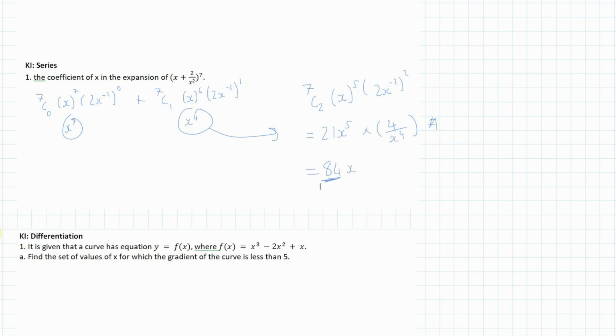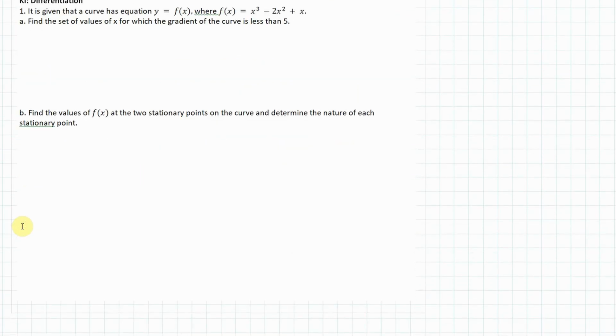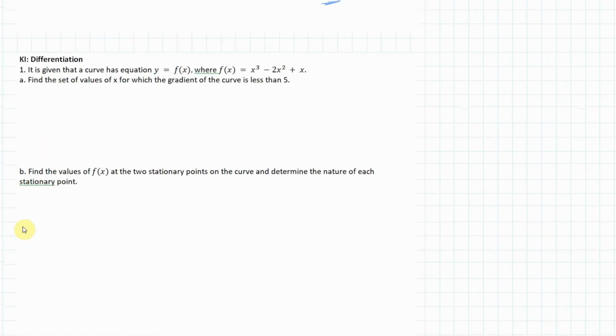Okie dokie, differentiation question. We've got this curve with this equation here, and we want to find the set of values for x where the gradient of the curve is less than 5. So first of all, we're going to find f prime x. We differentiate, so we get 3x squared minus 4x plus 1. And we want to know where this is less than 5. So we go 3x squared minus 4x plus 1 is less than 5.